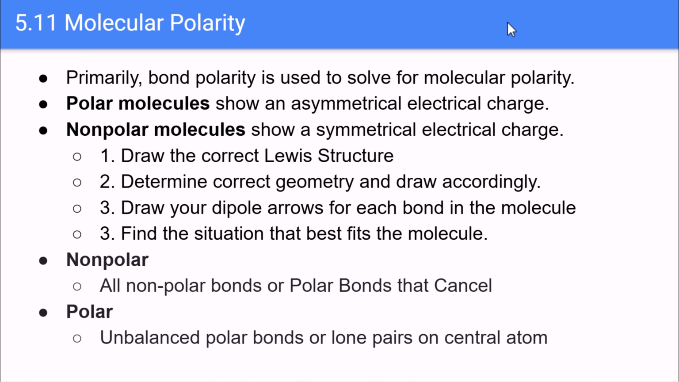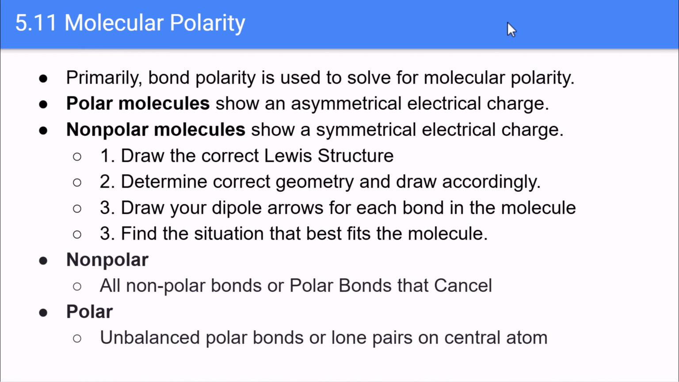Polar molecules show asymmetrical electrical charge, whereas nonpolar molecules show symmetrical electrical charge, meaning that the distribution of electrons is even. It can be a bit tricky to determine this. There are a few tips and tricks to going through and determining this, but how we follow this is very similar to what we've done previously. First step is to draw the correct Lewis structure. Second, determine the correct geometry and draw accordingly. Third, draw your dipole arrows for each bond in the molecule. So that's the additional step here, is look at the dipole arrows that exist within the molecule.